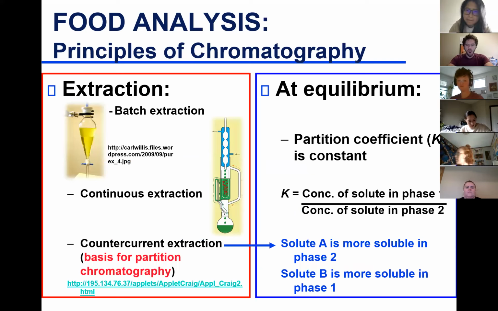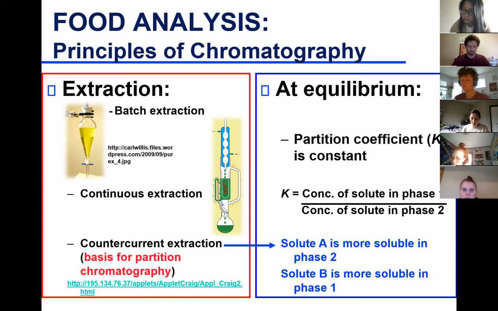So if we look at extraction, there are different types of extraction. There's the batch extraction, usually in the separatory funnel, which most of you might be familiar with in your chemistry labs. You have a separatory funnel and two phases that are immiscible. You have your sample, and if you're looking for the organic phase, you would separate that organic phase and get the components in it to be analyzed.